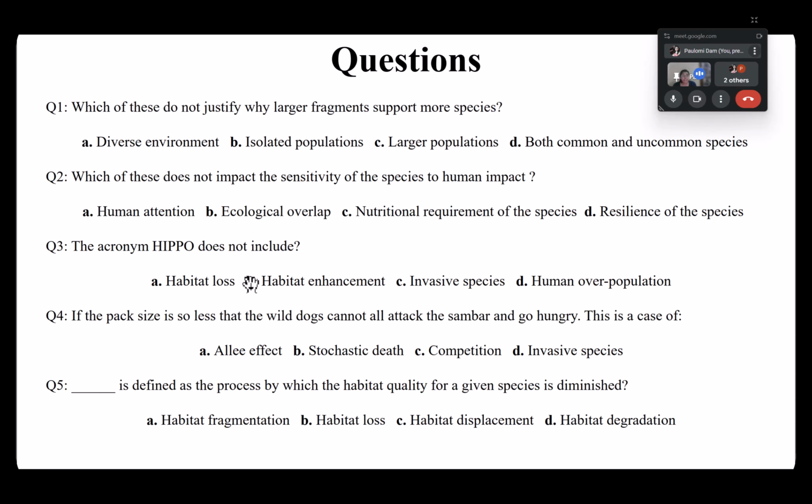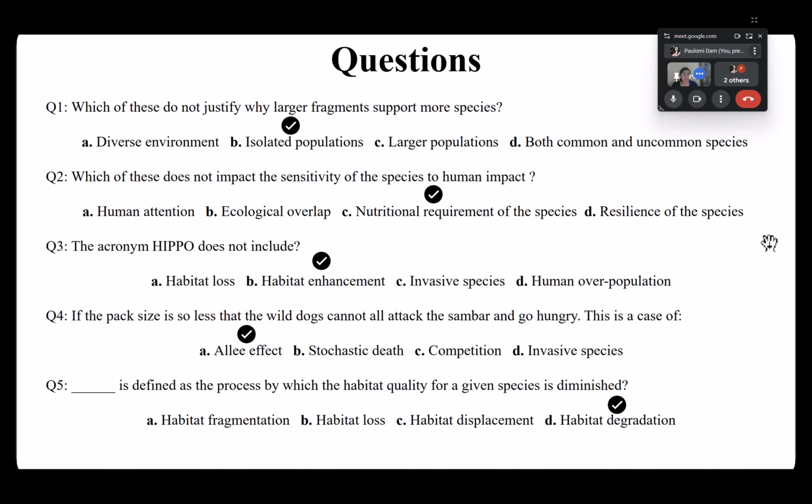And the last one here is, dash is defined as the process by which the habitat quality for a species is diminished. So be careful of the key term here and try to identify the correct answer. I will wait for you on this slide and then come back maybe after 1 or 2 minutes and then discuss the answers with you. Okay, so let me give you the answers. Right. So, let me discuss and you can analyze if you were on the correct track.